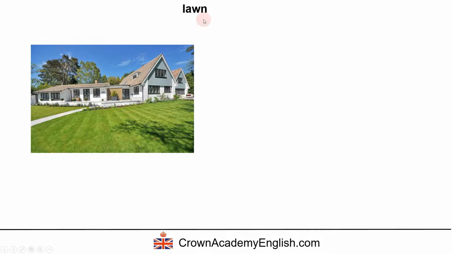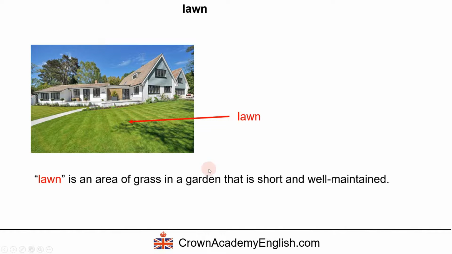Lawn. So this is the lawn. And the definition is, a lawn is an area of grass in a garden that is short and very well maintained. So we can see the grass has been cut, it is short, and it is well maintained. We usually say lawn when it is grass in a garden, in front of a house, or behind a house. Okay?